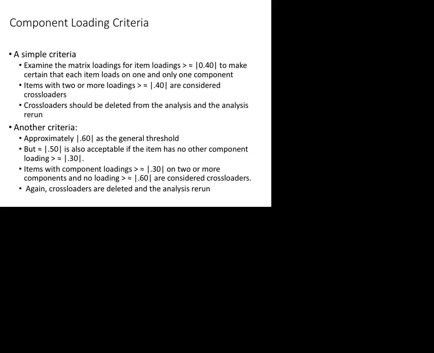0.4. Yeah, so if we go back and look at our criteria, the simple criteria: examine the matrix for loadings greater than absolute 0.4 to make certain that each item loads on one and only one component. Items with 2 or more loadings greater than approximately 0.4 are considered cross-loaders. In our case, the second question is not a cross-loader using that criteria. Greater than 0.4, not even close, right? So those 2 items look good, and then we're going to look at the third one.